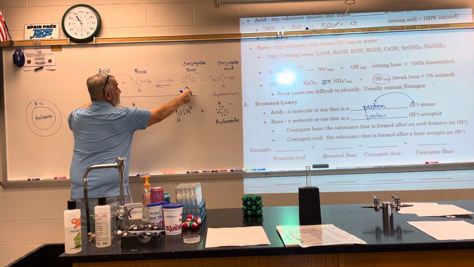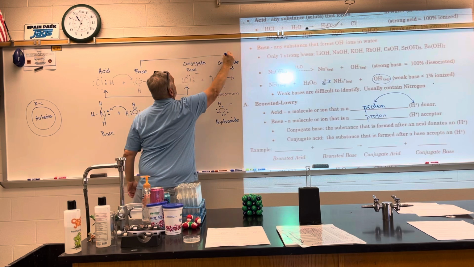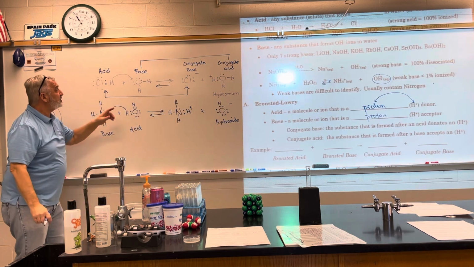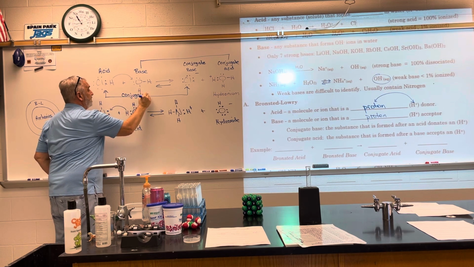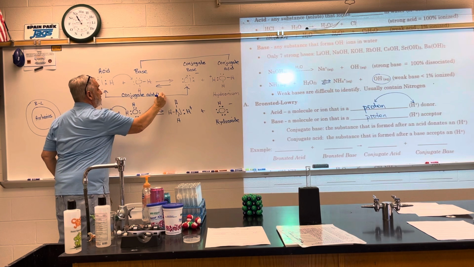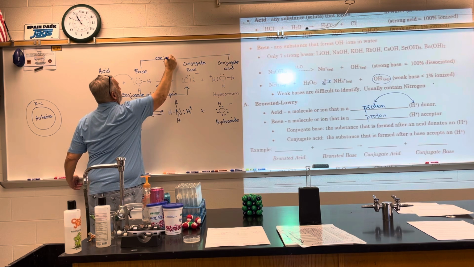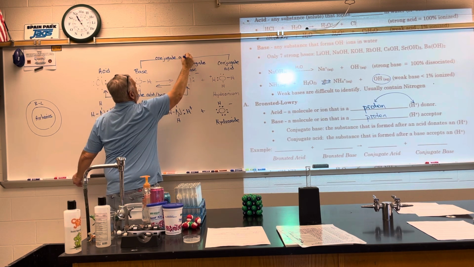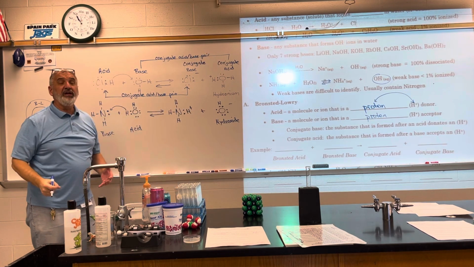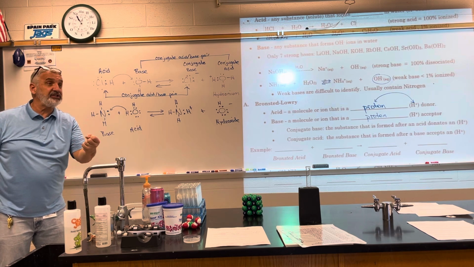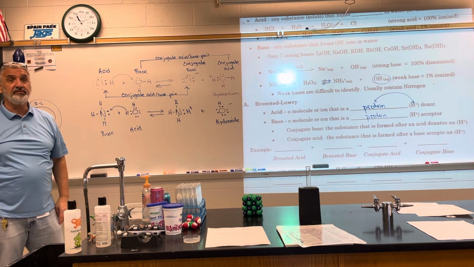But these two things are related to one another. They're similar, just different forms of the same thing. These two things are related to one another. So we would call this a conjugate acid-base pair. And this is a conjugate acid-base pair. The two things that are related to one another. In any Bronsted-Lowry acid-base reaction, you're always going to have two conjugate acid-base pairs. An acid with its conjugate base, a base with its conjugate acid.